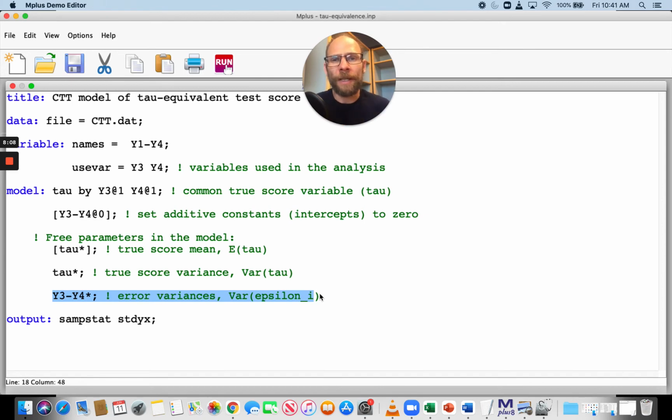Now, what is being tested here? The only assumption that's being tested here with this 1 degree of freedom is that the variables have equal means, because the tau equivalence assumption implies that there's a common mean, that those measures do not differ in their means in the population. And so that's implied by setting the intercepts to 0 and estimating only 1 mean for tau, and so therefore the means are implicitly constrained to be equal by the model.